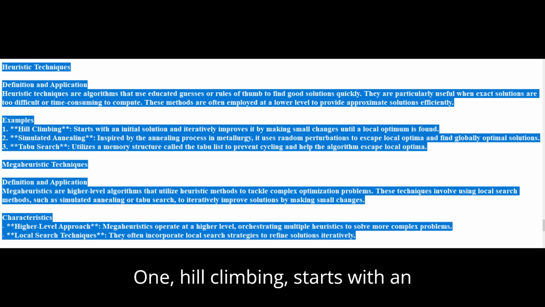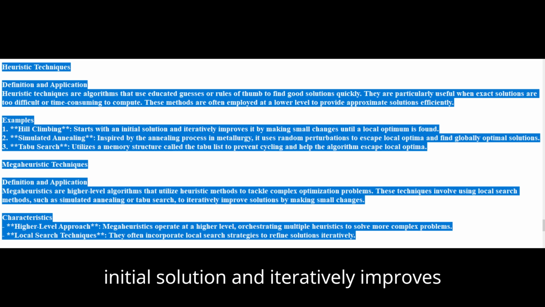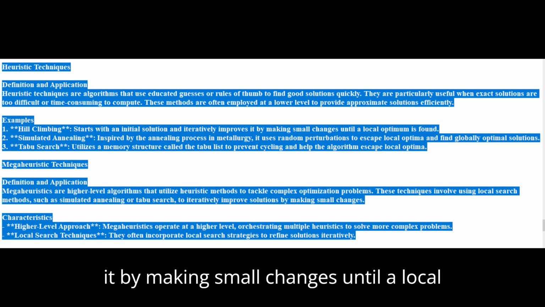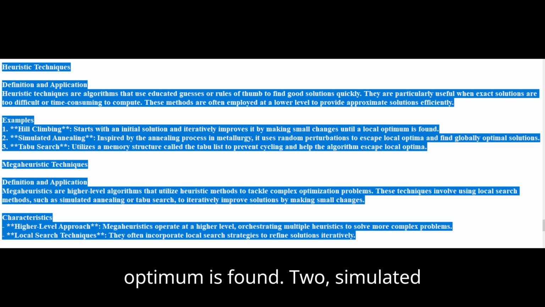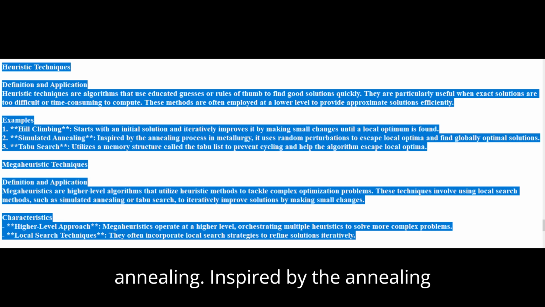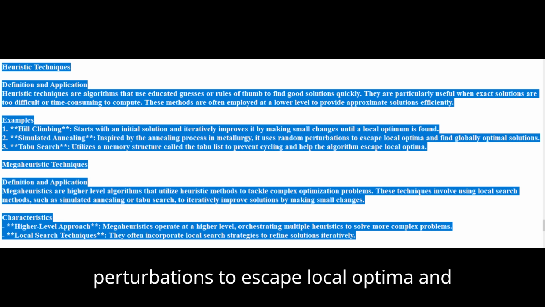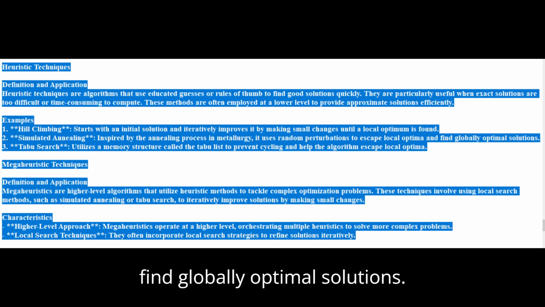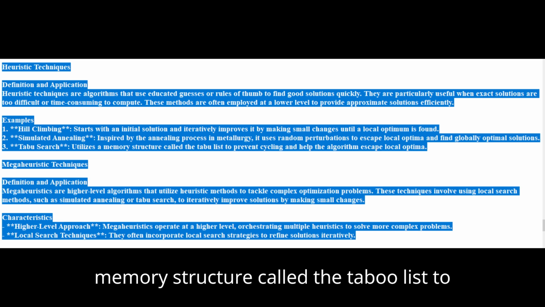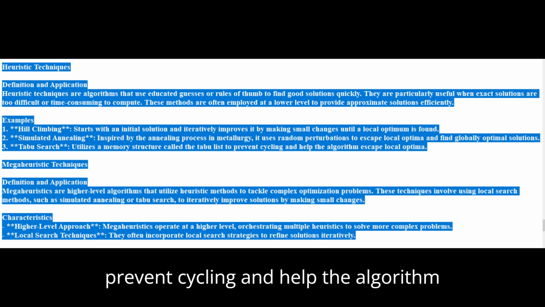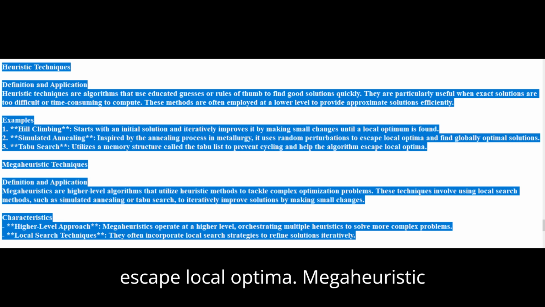Examples. 1. Hill climbing starts with an initial solution and iteratively improves it by making small changes until a local optimum is found. 2. Simulated annealing. Inspired by the annealing process in metallurgy, it uses random perturbations to escape local optima and find globally optimal solutions. 3. Taboo search. Utilizes a memory structure called the taboo list to prevent cycling and help the algorithm escape local optima.